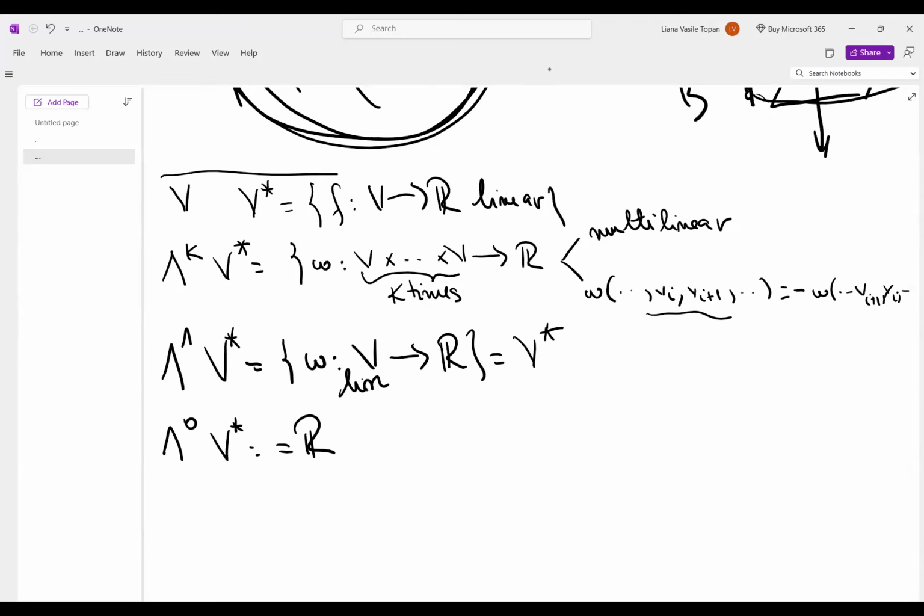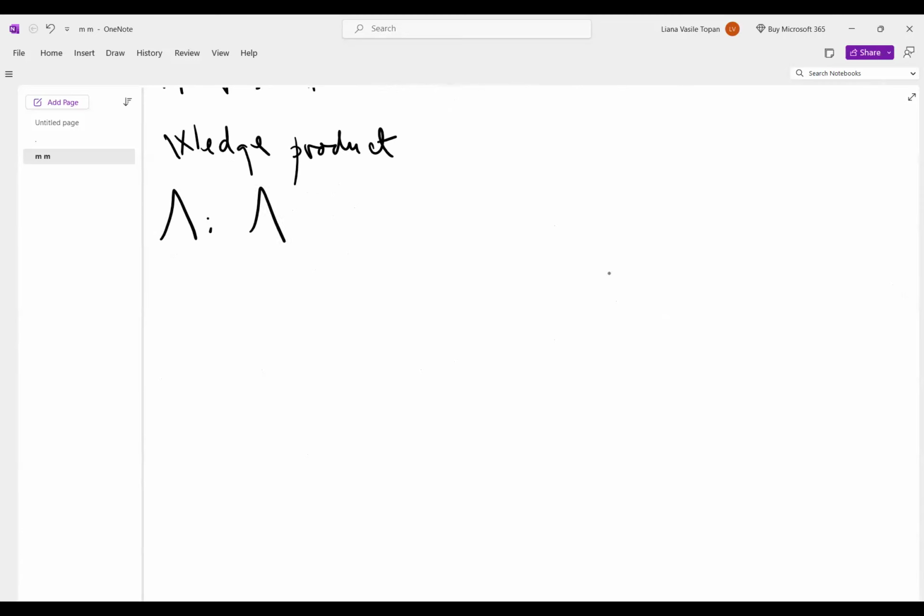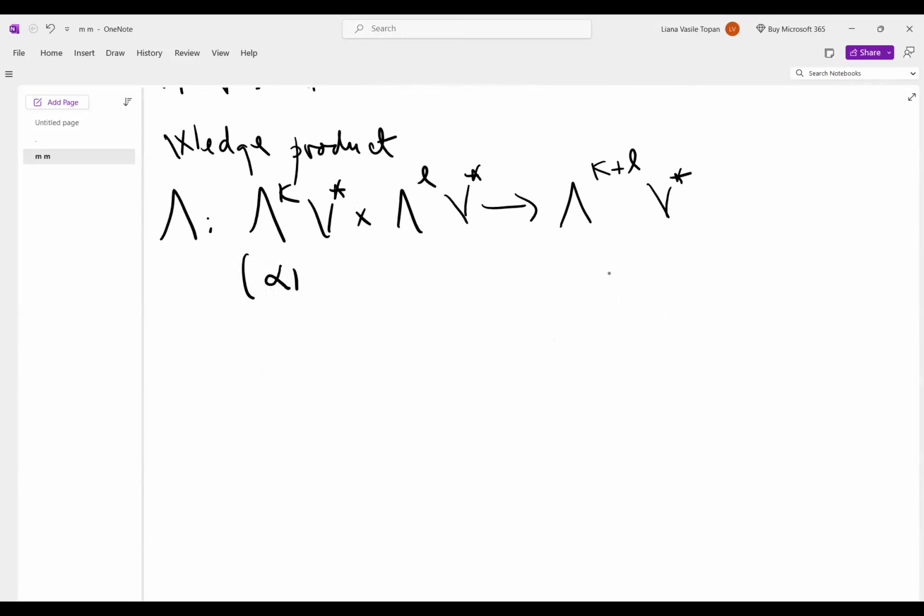All right, and now we are going to define some operation here, the so-called wedge product or exterior product, to be a map going from the kth exterior power times the lth exterior power into the (k plus l)th exterior power of V, in which we take a k alternating form and an l alternating form, and we are going to get a (k plus l) alternating form, and we are going to define it like this.